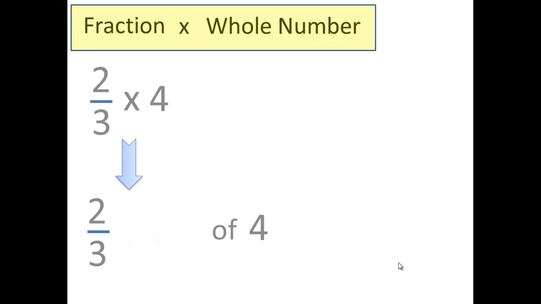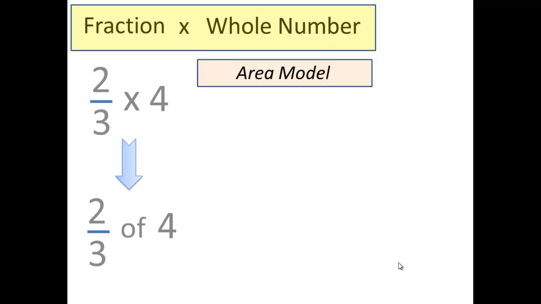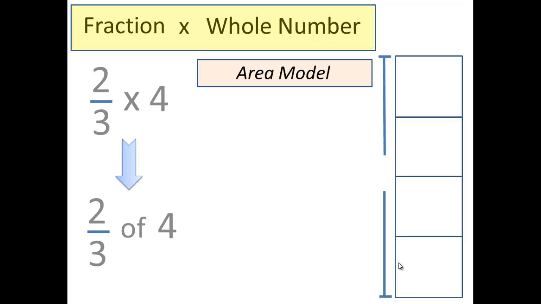Yeah, they get rid of the word groups, which just makes it 2/3 of 4. And that makes a little more sense. Now, with 2/3 of 4, there are a couple different strategies we've used over the past couple days to figure that out. The first one is the area model. But the area model looks different when it's 2/3 times 4. In fact, it looks flipped like that.